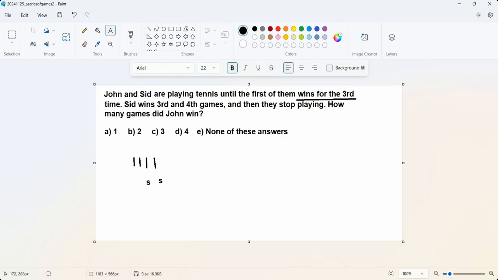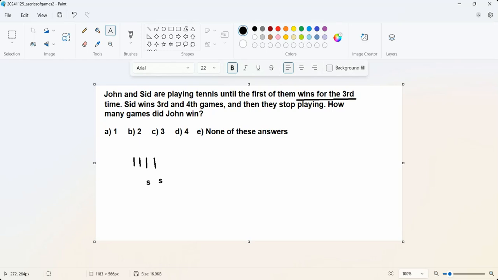For the rest, we know that whoever wins the last game is the winner, so Sid has won three games. The last two he has won, and one of the first two he should also have won because he needs a total of three games to win, and there were four games in total. If Sid won one of these two, the other one was won by John. So basically, we can do this by counting the total number of games. The total is four, because they stop playing after the fourth game.